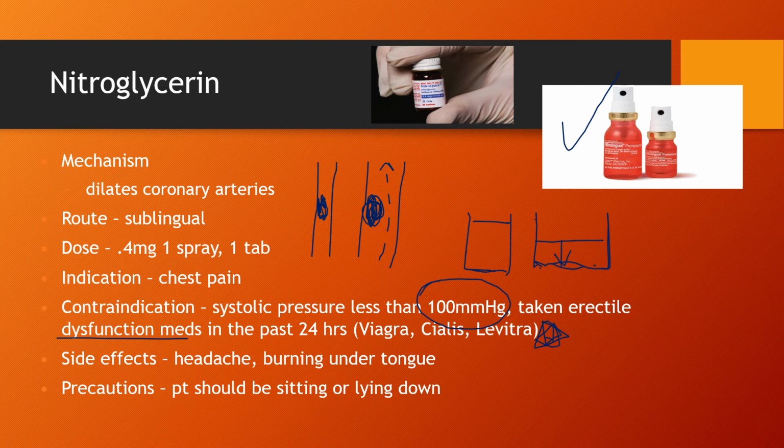Side effects would be like a headache, because I'm vasodilating the blood vessels in the brain too, which can give us a headache. Make sure your patient's laying down or sitting down so that if it does drop their blood pressure, they don't pass out. Remember, this is done 1 spray or 1 tablet underneath the tongue up to 3 times every 5 minutes. And you need to take a blood pressure every time before you administer it.